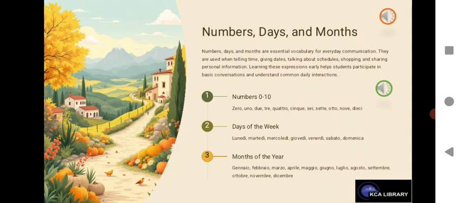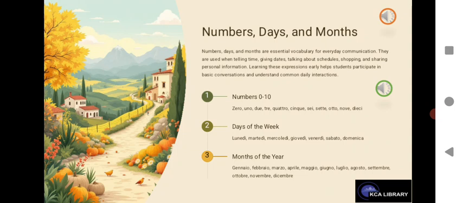Days of the week. The days of the week in Italian are lunedì for Monday, martedì for Tuesday, mercoledì for Wednesday, giovedì for Thursday, venerdì for Friday, sabato for Saturday, and domenica for Sunday.